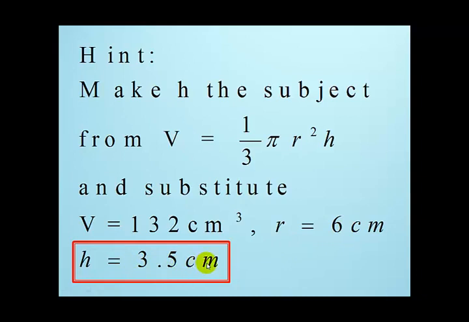This is your exercise. Please, from V equals 1/3 pi r square h, make h the subject using the principle of change of subject and substitute V equals 132 centimeters cube and r equals 6 centimeters, and the height will give you 3.5 centimeters.